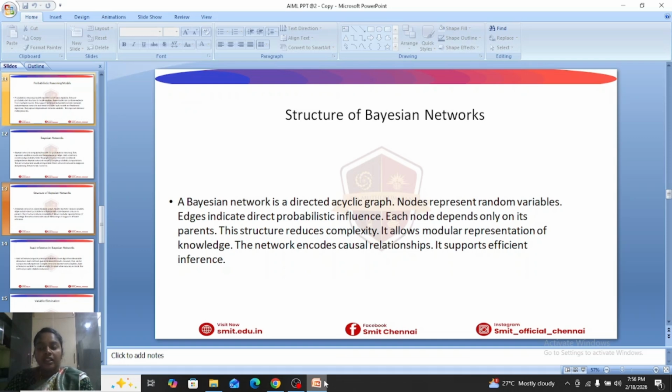Okay. Chain structure: A to B and then B to C. A and C are conditionally independent given B. Fork, the common cause: B to A and B to C. A and C become independent given B. Collider, the common effect: A to B and C to B, where B is observed, and A and C are independent unless B is observed, okay.